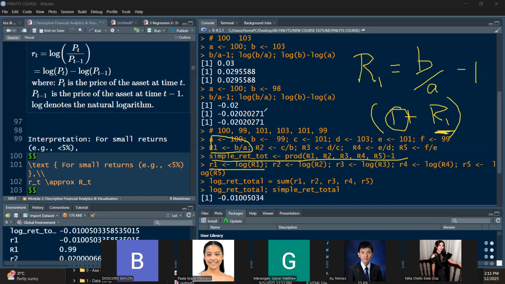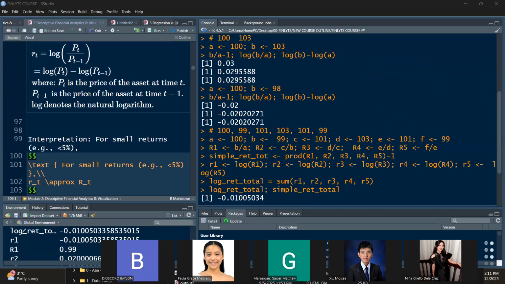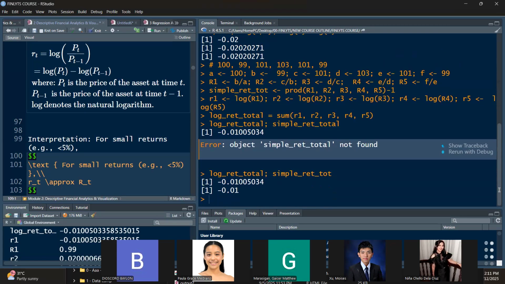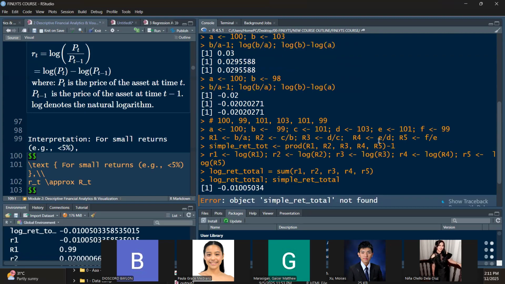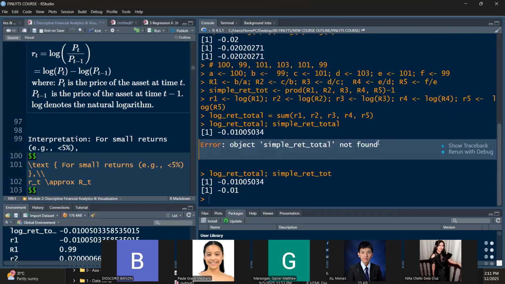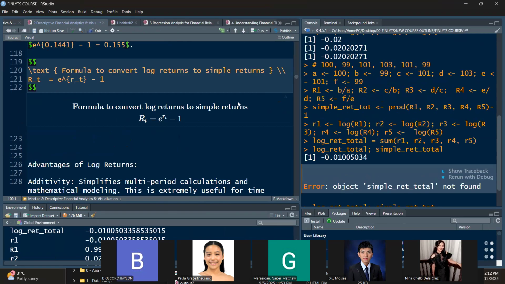And I'm getting here the log return total of negative 0.0100504, which is what Paula shared. And then the simple return is negative 0.01. You can see that the log return is lower than your simple return. So I think that's enough example.